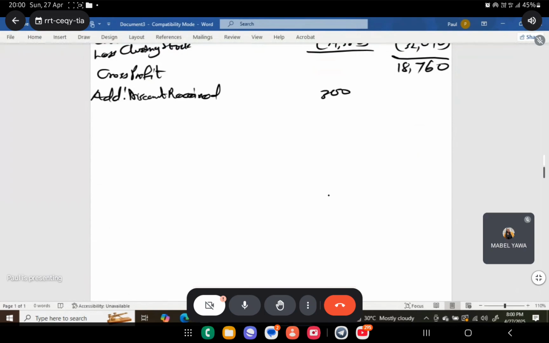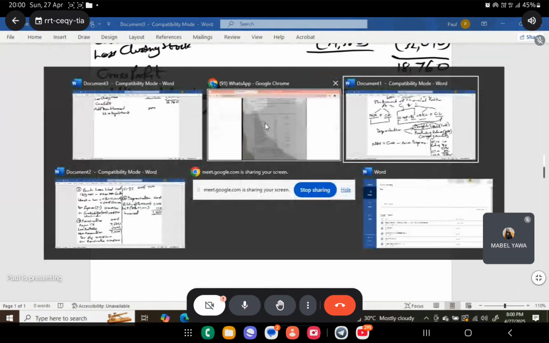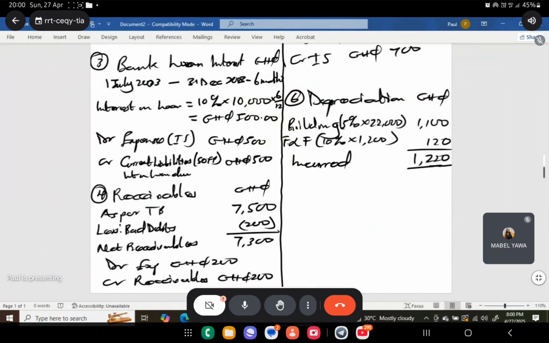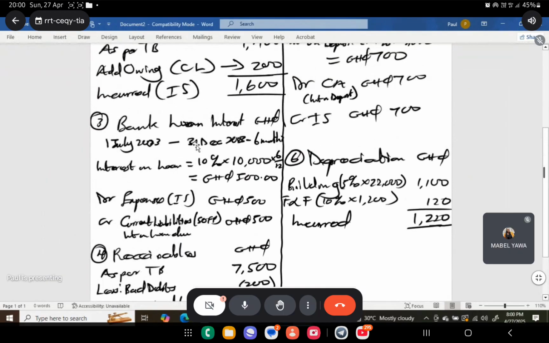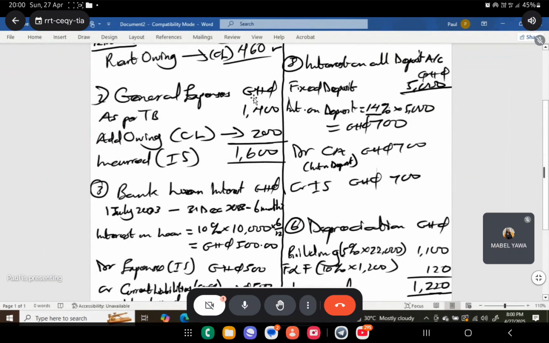the next one is interest on deposits account. Now, you see, we did some workings. Interest on deposits. In the workings, I told you that you credit income statement with 700, you debit asset with 700. So that's what we are taking.